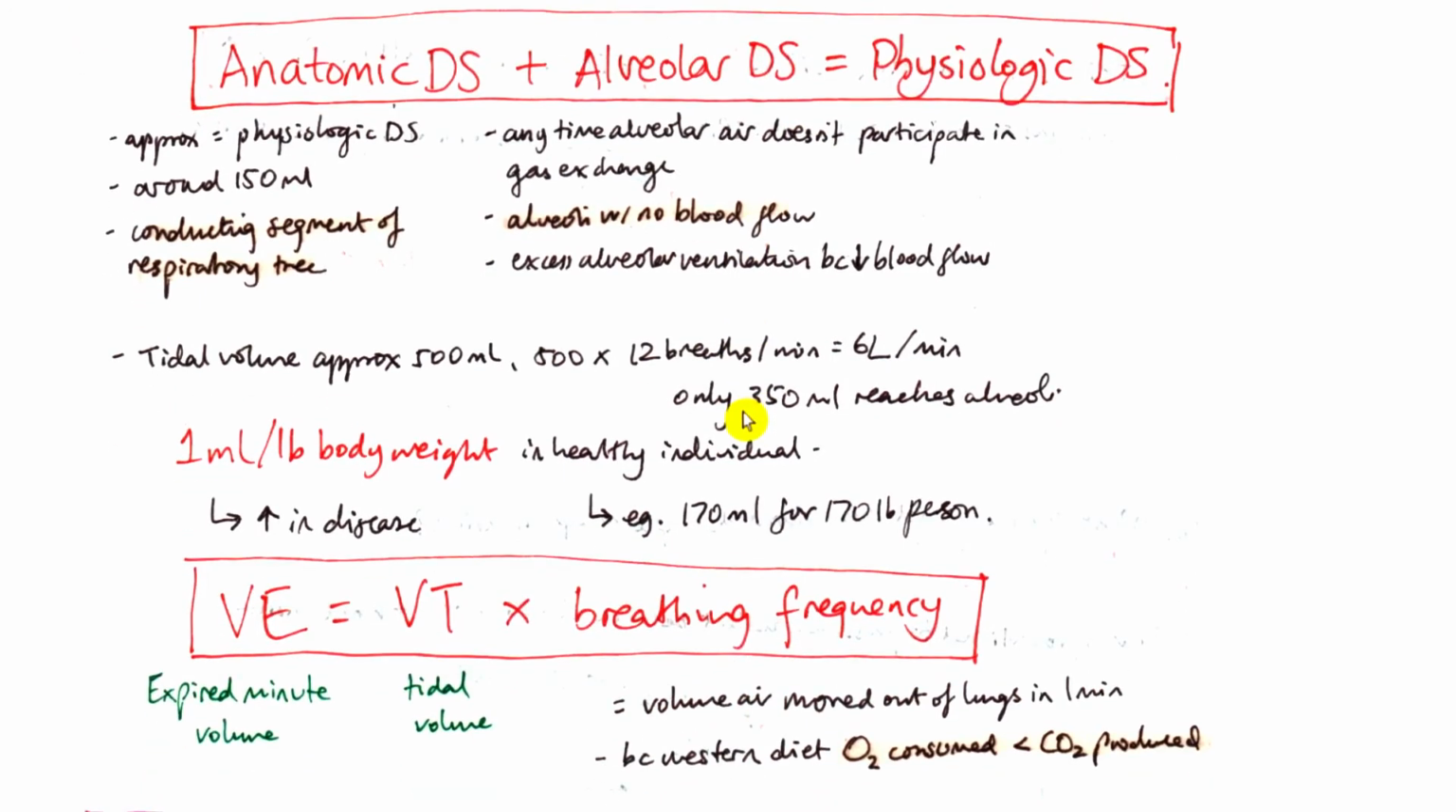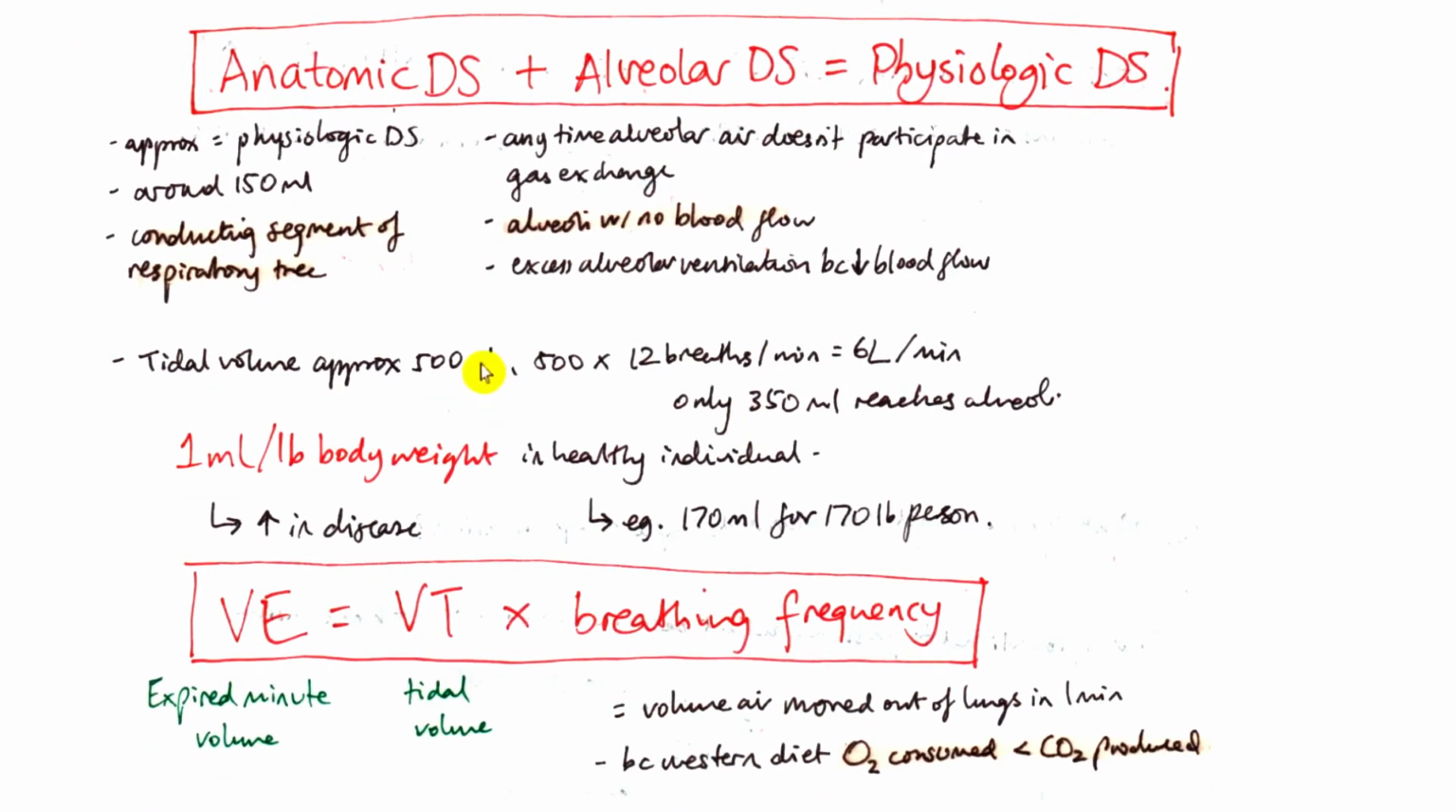Your tidal volume is approximately 0.5 litres, 500 millilitres, and 500 times 12 breaths per minute equals 6 litres per minute. That's around how much you breathe in per minute, and only around 350 millilitres of this 500 millilitres reaches your alveoli. So the dead space is around 150 per breath. That means that the amount of air that actually reaches your alveoli is reduced. And we can have a look at the way we actually calculate that later.